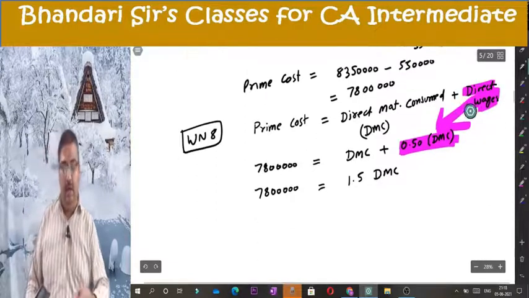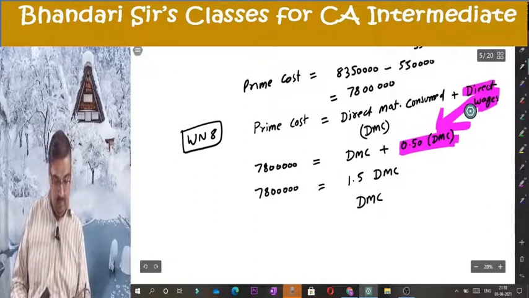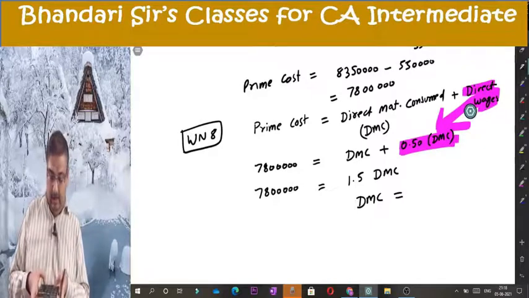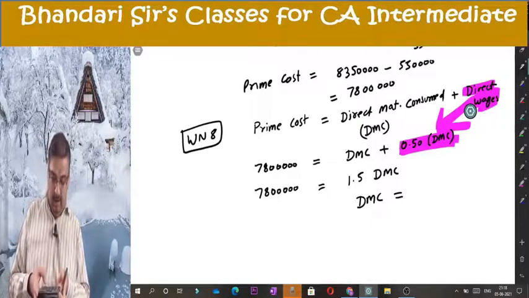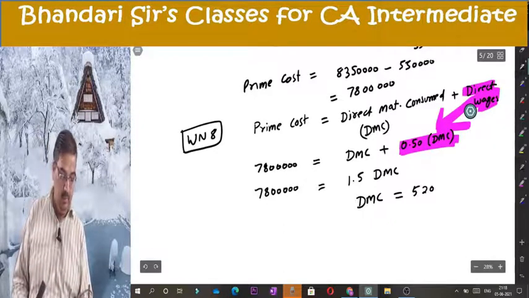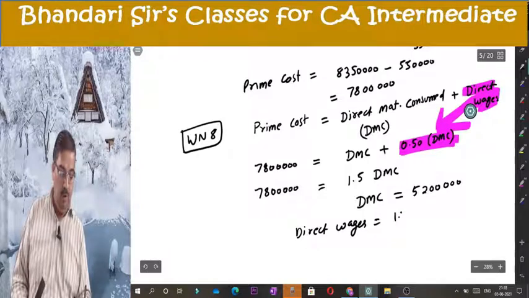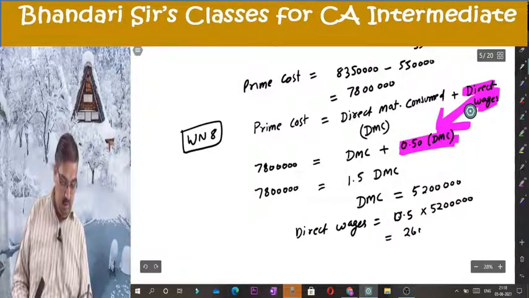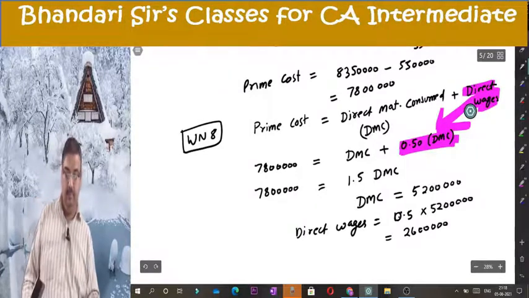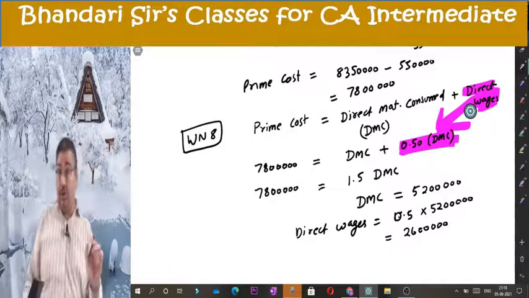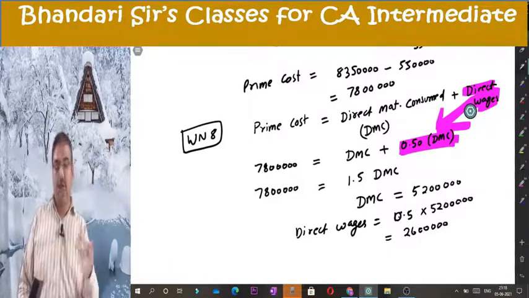My DMC will become 78 lakh divided by 1.5. This is 52 lakh. And direct labor cost, direct wages I can call it, 0.5 multiplied by 52 lakh. That is 26 lakh. I'm yet to reach material purchase. That is the last working note.